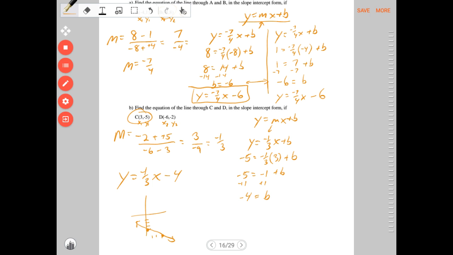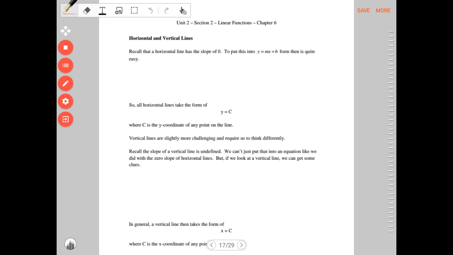Okay, so we're almost done this section. There's just a few more little things to talk about. Horizontal and vertical lines. Okay, so recall that a horizontal line has a slope.